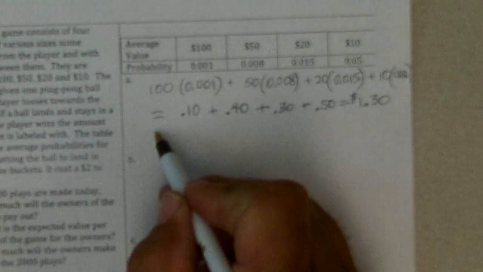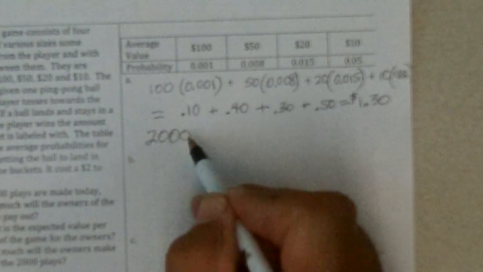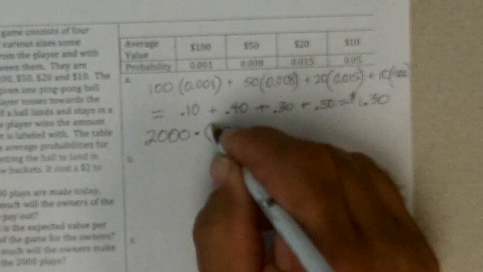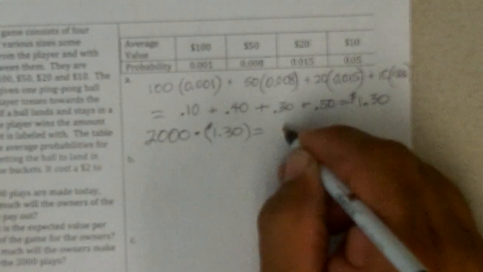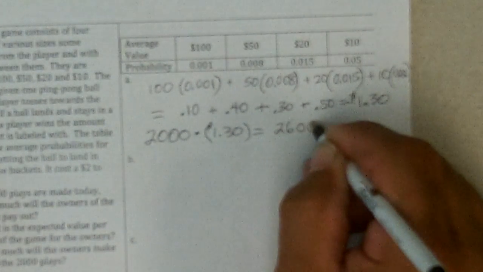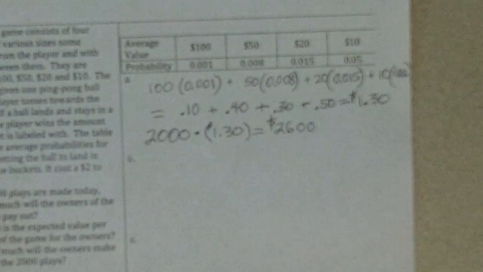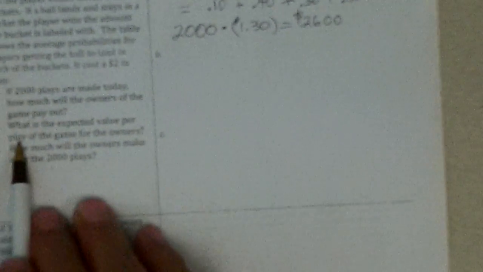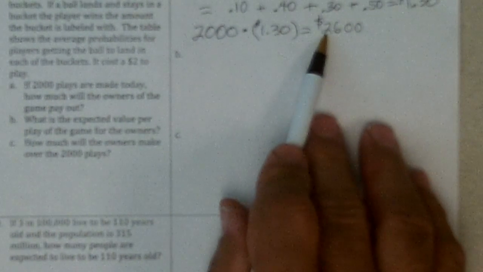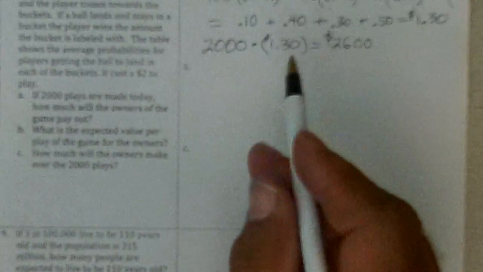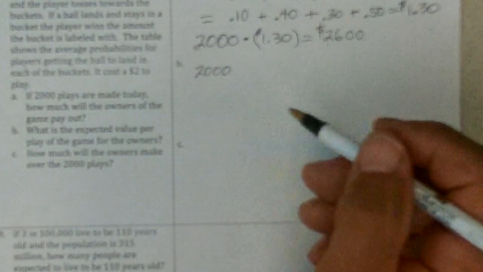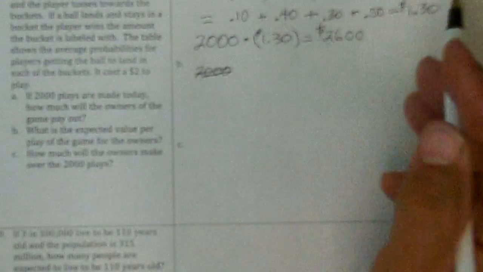Now, if they play 2,000 times and they pay out on average $1.30, that works out to be $2,600. That's how much they're going to have to pay out. Now, what's the expected value per play for the owners? Well, we've been doing the owners. They expect to pay out $2,600 for 2,000 plays, but let's just continue here.